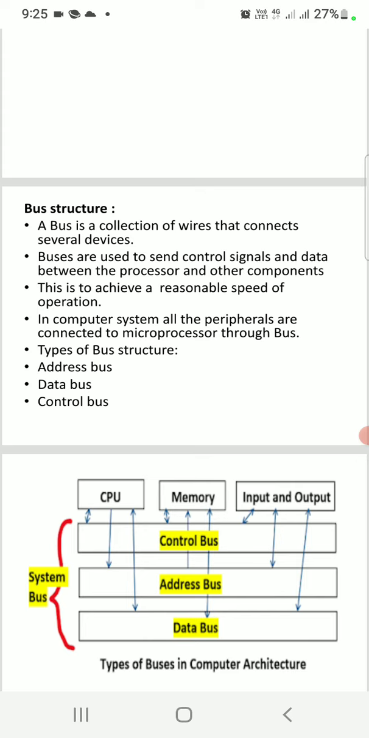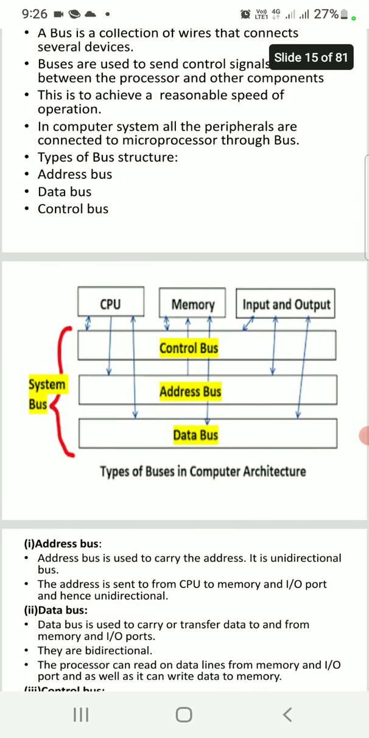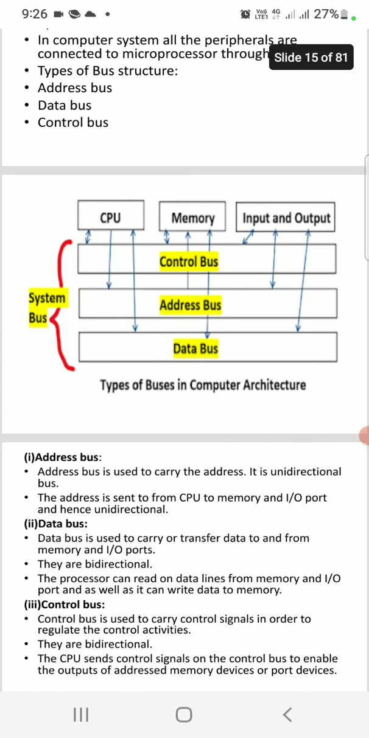The CPU, memory, and input output are the 3 devices. We connect the buses between them, using unidirectional and bidirectional buses. The 3 buses, control bus, data bus, and address bus, together are called the system bus. System bus means we have combined all the buses.